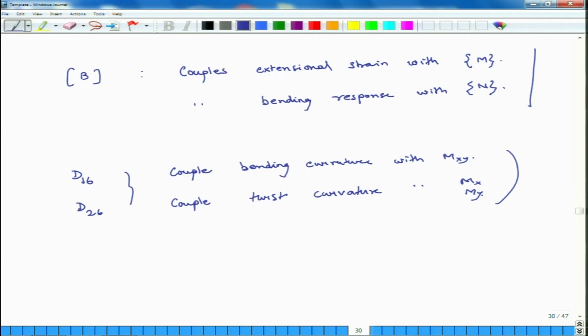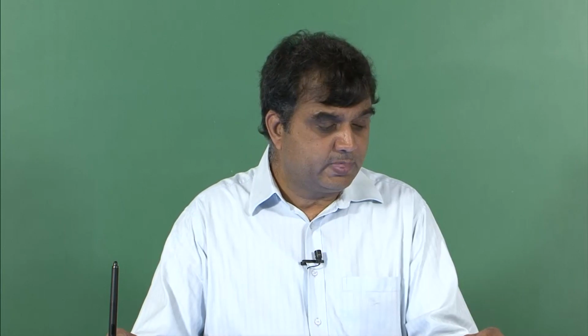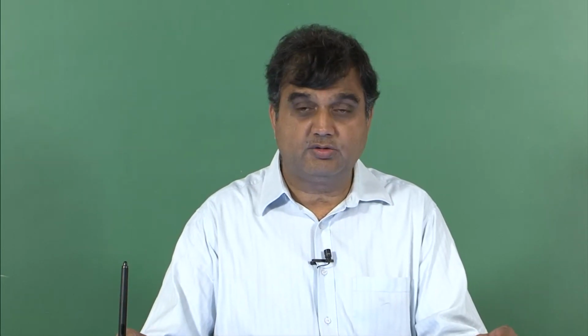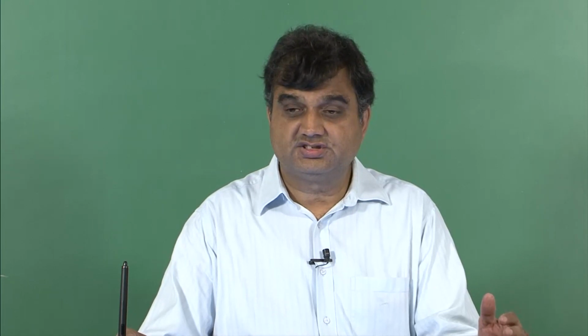So, this is the overview of all the ABD matrices and something special about some of these particular members: A16, A26, the B matrix, and D16 and D26. And tomorrow we will have some further discussion on these terms, and we will learn how to make these elements 0 or minimize these values.